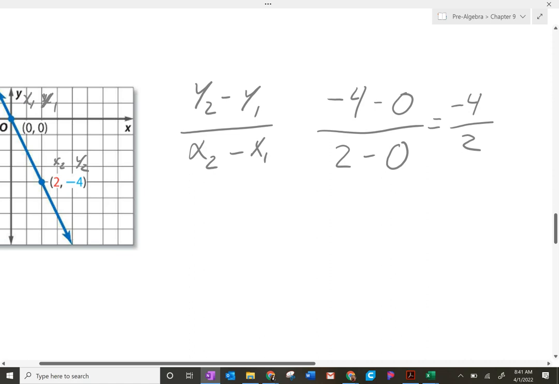What's negative 4 over 2 as the simplest fraction? Austin? Negative 2 over 1. Yeah, negative 2 over 1. He was able to divide both of those by 2. And I got negative 2 over 1.